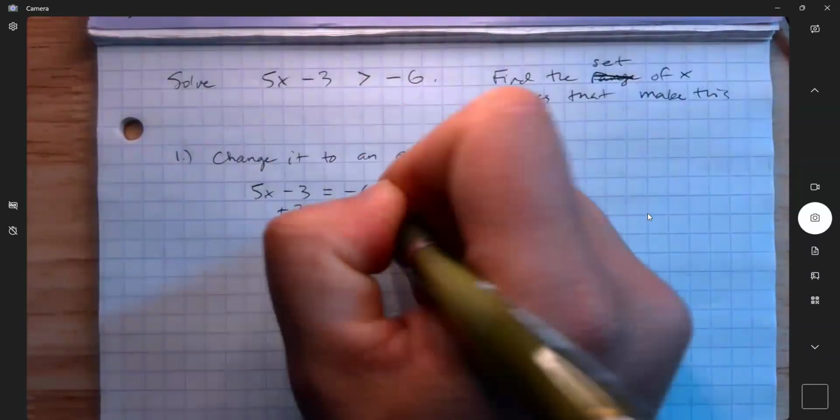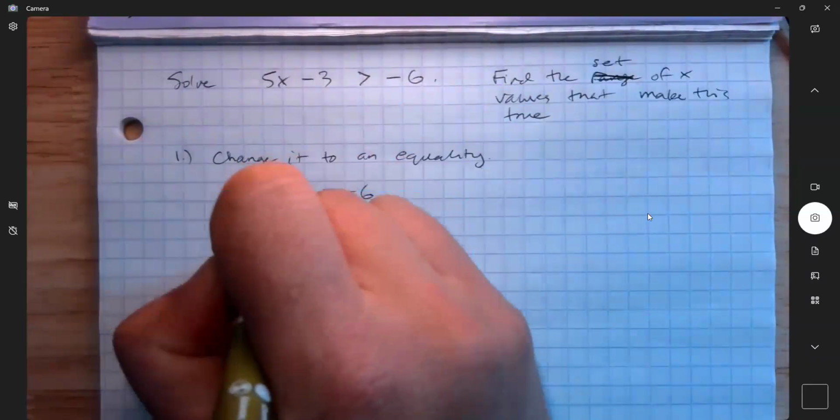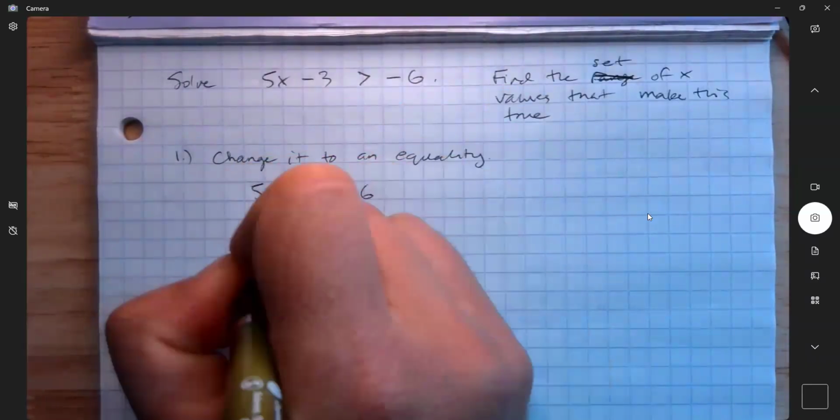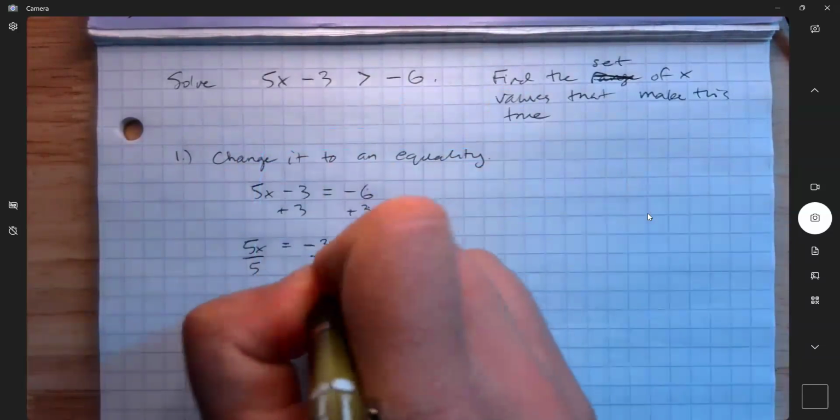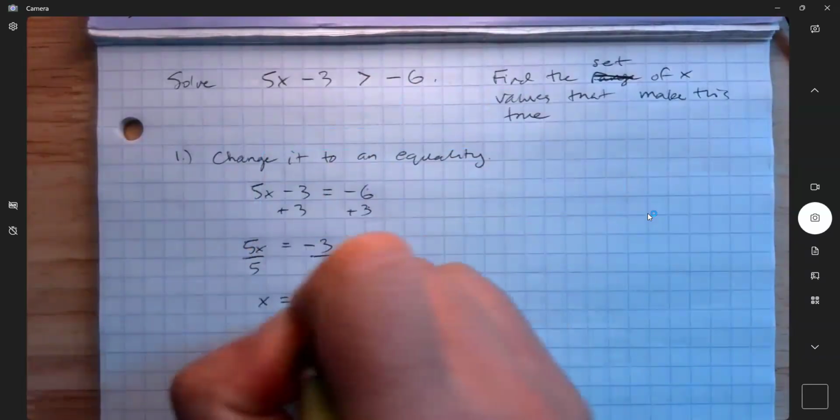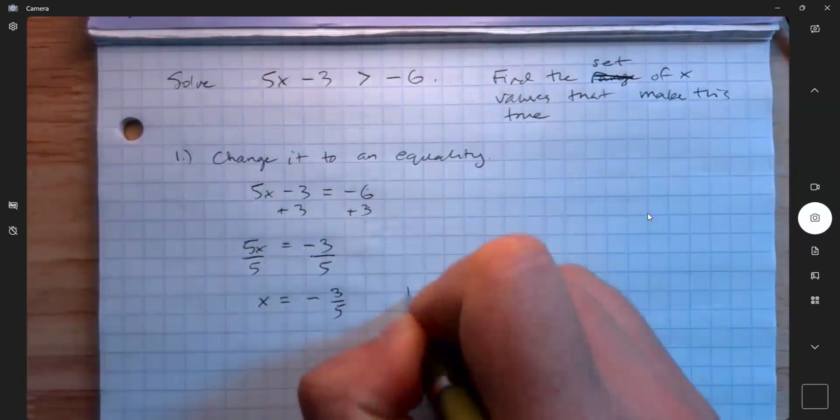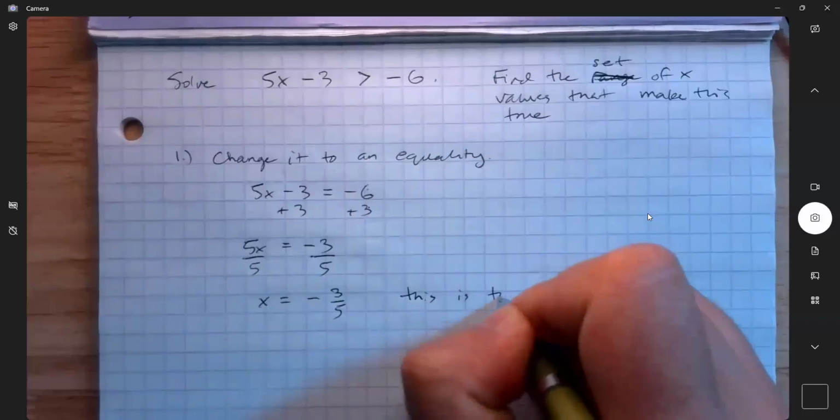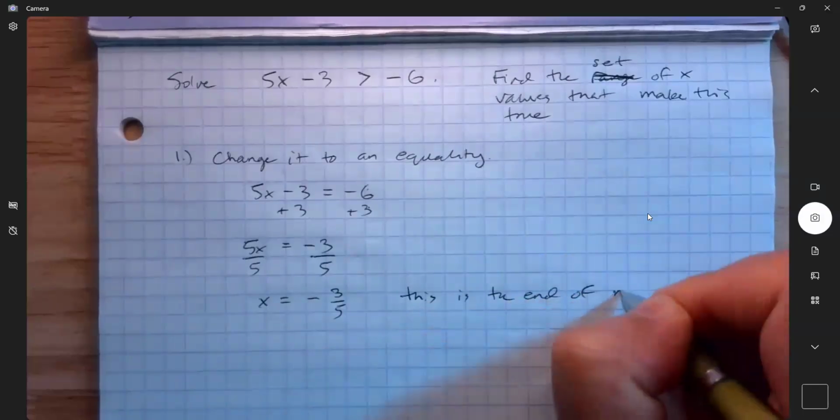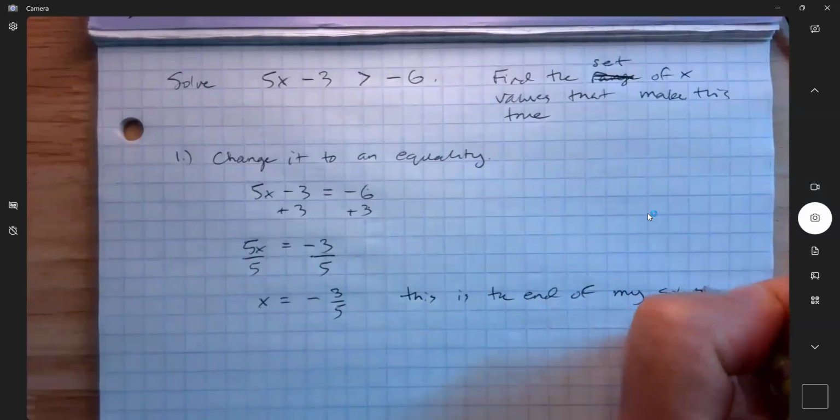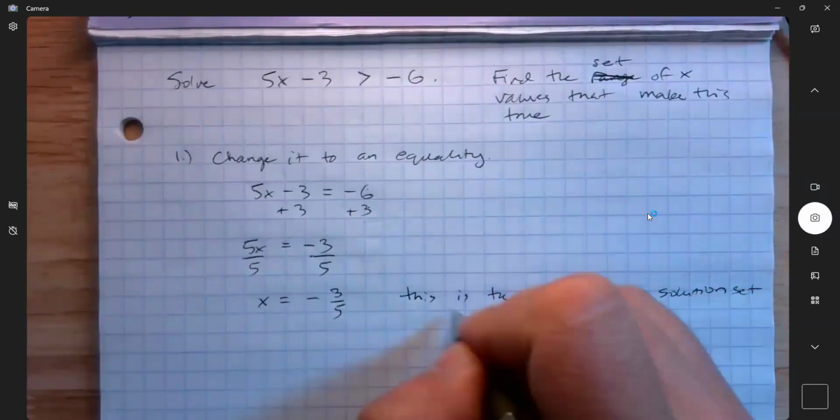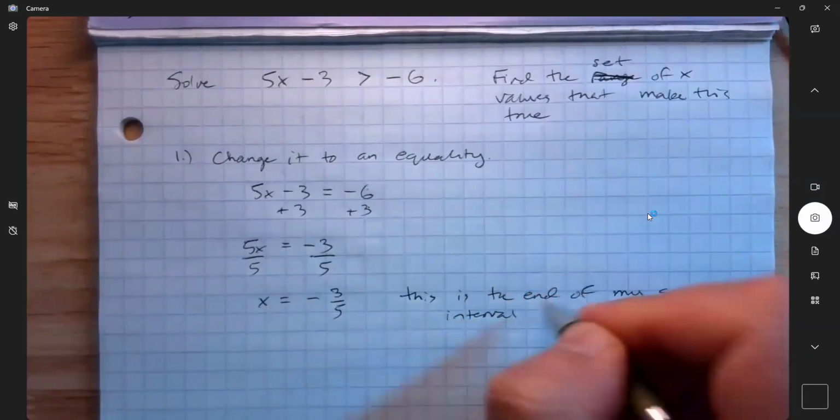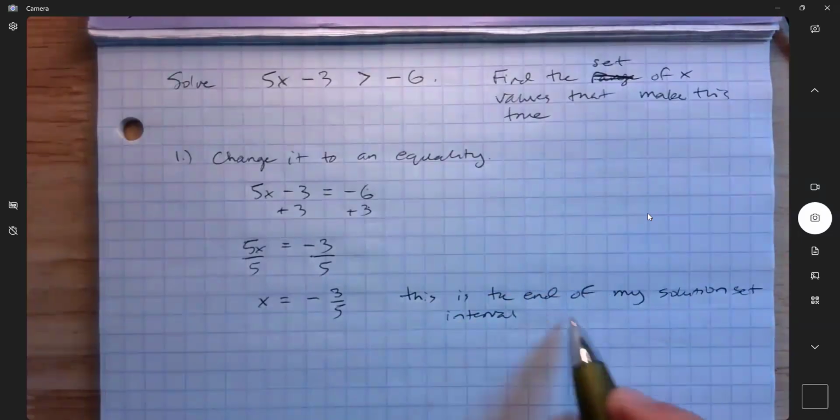Let's add 3 to both sides. And I get 5x equals -3, because -6 plus 3 is -3. Divide both sides by 5, and I get x equals -3/5. This is the end of my solution interval, my solution set, which we call an interval. An interval just means a range of numbers or a set of numbers from one to another.